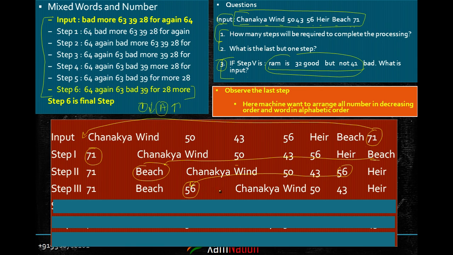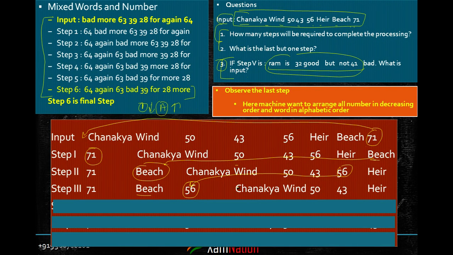Now in step 4 there is a turn for letter, and the next letter after B is C. So C should come here, and it is already here, so we need not do anything in this step.